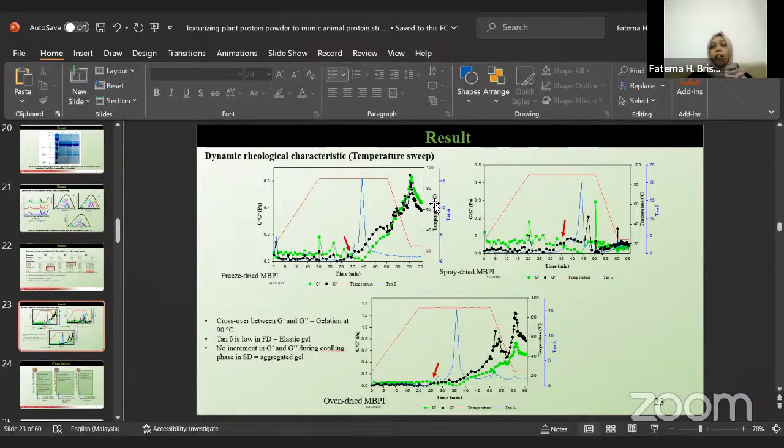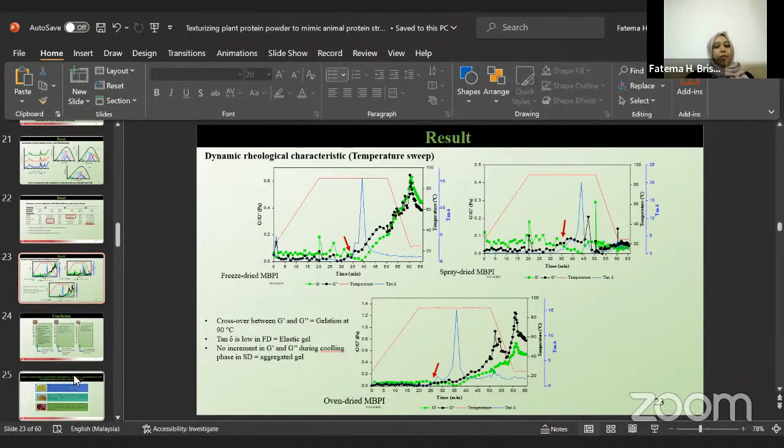For the freeze drying sample, we have this G prime that is increasing with time, telling us that it can form a gel, and the gel is also elastic. Our oven dry sample can also form a gel, however, the G double prime, which means the viscosity, is much higher compared to the elasticity. So it will form a more aggregated gel rather than an elastic gel. We are not interested in something viscous or aggregated because it will easily crumble when we bite it, instead of giving that elastic chewiness sensation. However, our spray drying sample could not form any kind of gel.